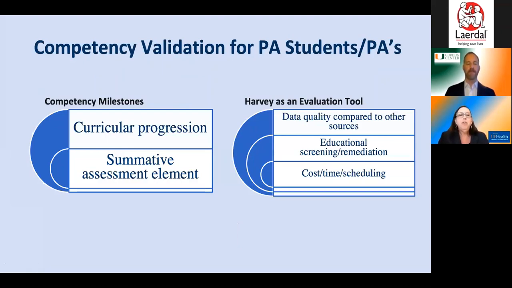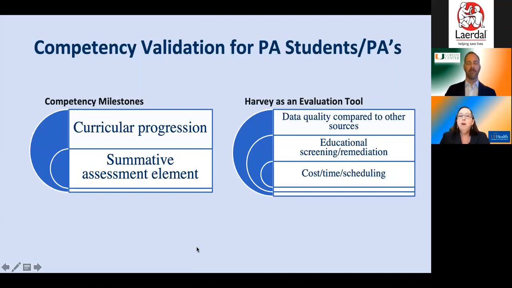I mentioned a little earlier that we have to validate that our PA students, as well as the PAs, are competent. We love using Harvey to do that because we can verify that a student has progressed during each of the phases of the training program. During the first year, we have an end-of-year objective structured clinical examination, and so students must pass the cardiopulmonary component to advance to clinical rotations. And at the end of training, we have a summative assessment element, and here's another great way to validate your students' competency in terms of skills and knowledge.